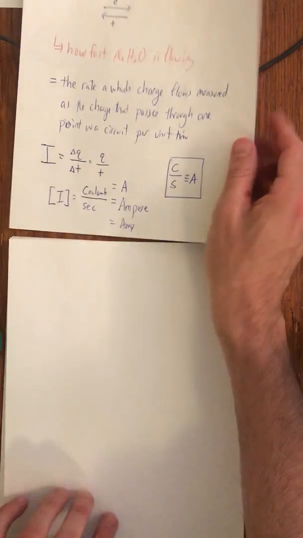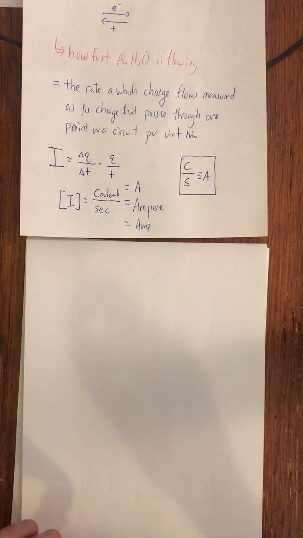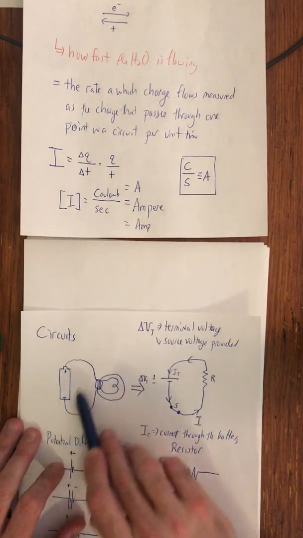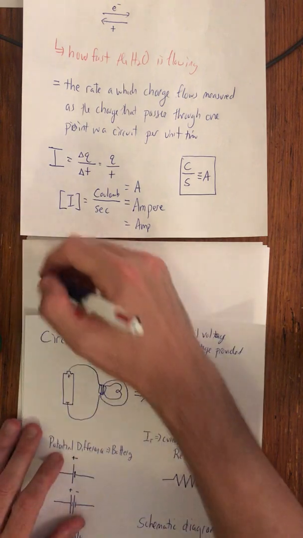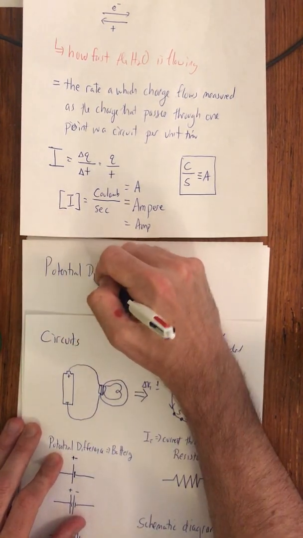Now, what determines how much current flows? Well, the amount of charge that flows per unit time. Well, let's get back to this. We know that this potential difference, well, what is that? So let's talk about the potential difference.